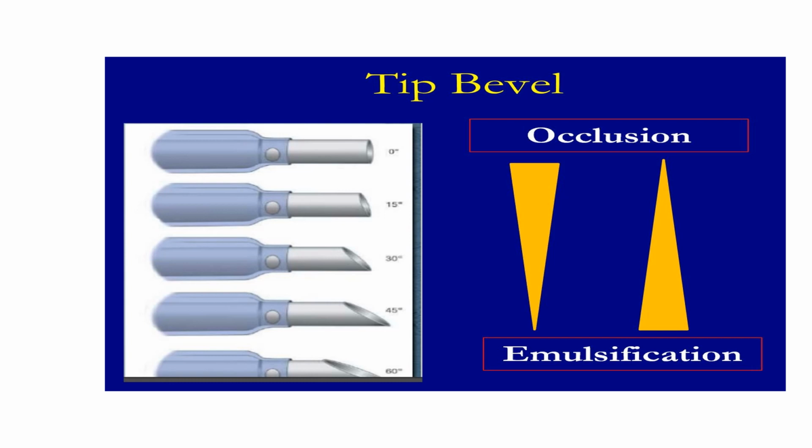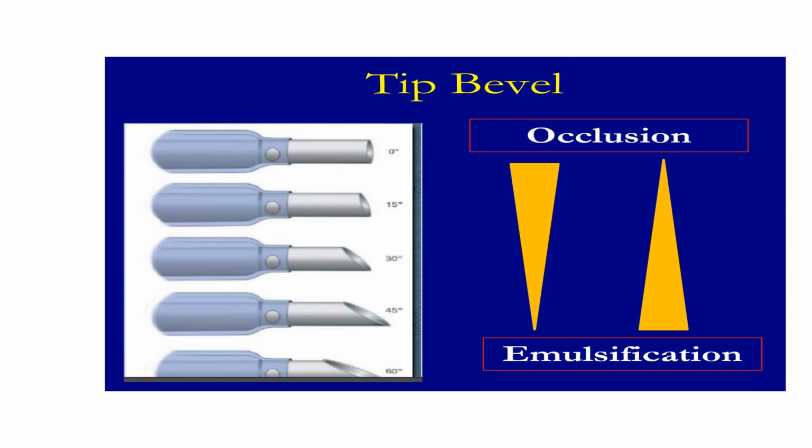Between a 0-degree tip and a higher degree tip, say for example a 45-degree tip, the 45-degree tip will be difficult to occlude, but will have a greater holding force once the tip is occluded, and will cut more or break the nucleus more than a 0-degree tip with the same amount of energy spent in the eye. So the choice of the tip remains with the surgeon, however, and the grade of the cataract.